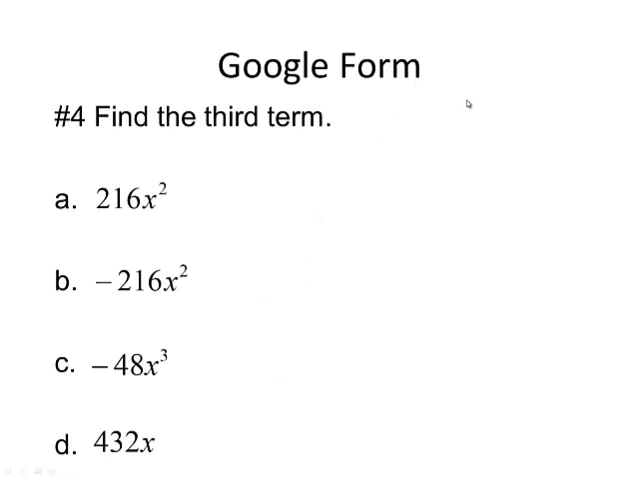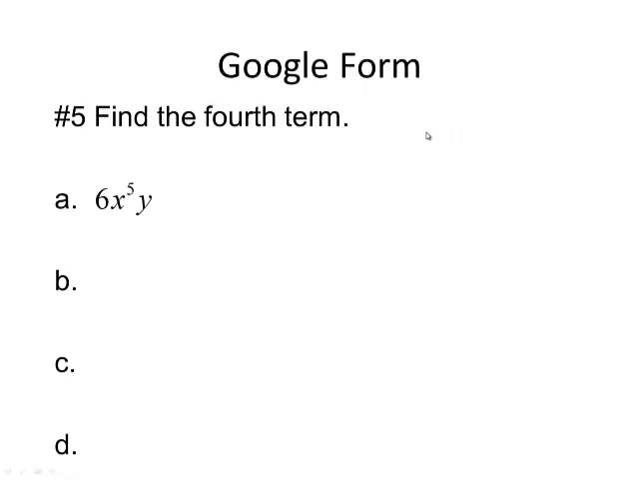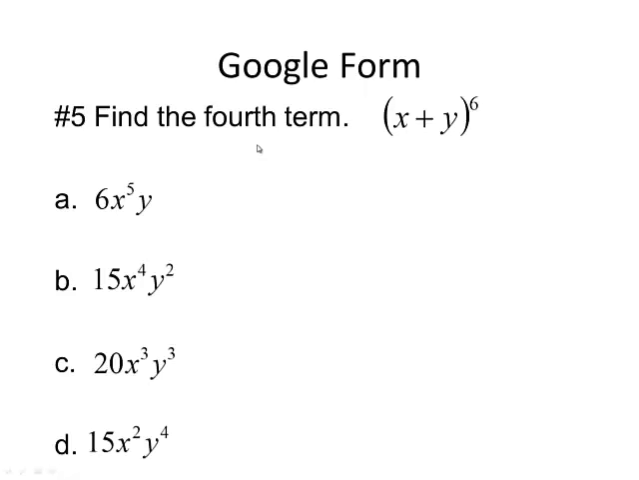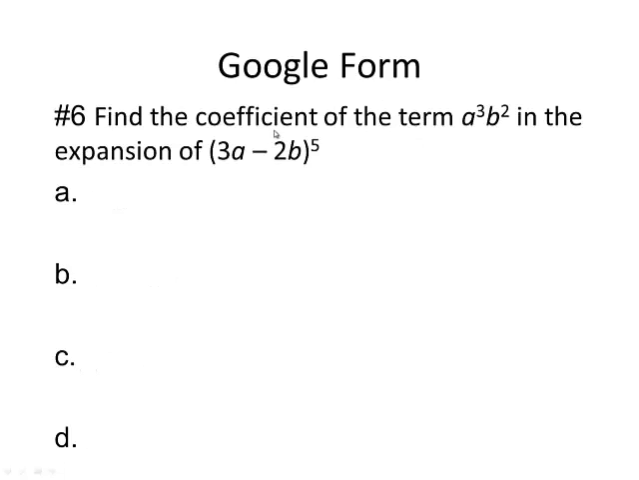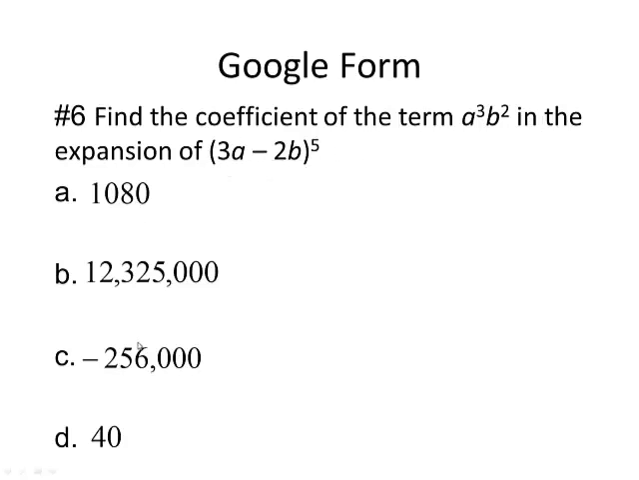Number 4, find the third term, just the third one. You don't have to expand the whole thing, just the third one. Which one of these is the third term for this binomial expansion? Number 5, what is the fourth term for this binomial expansion? And last, find the coefficient of the term that has a to the third b squared in it from this binomial expansion, and those are the choices that you have. Okay, that's it.